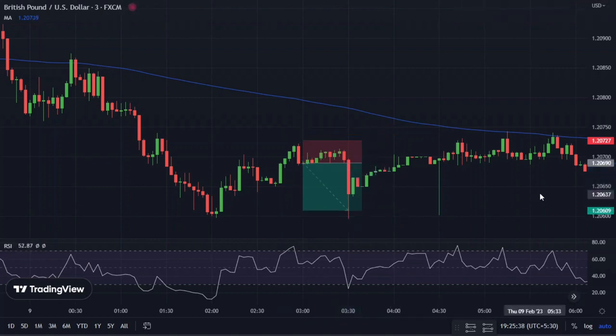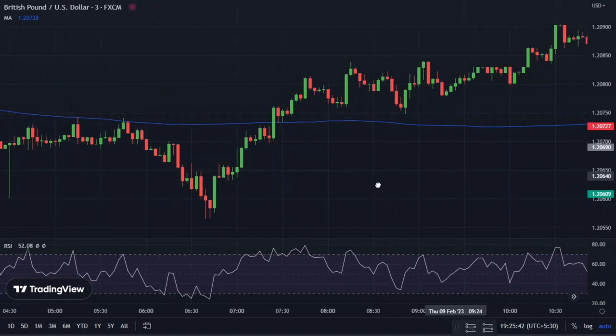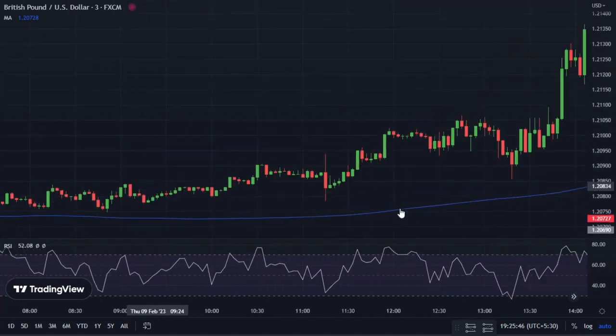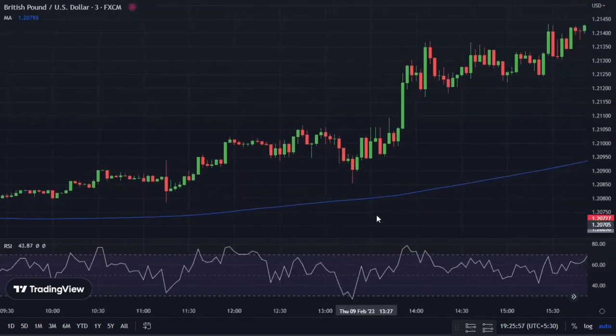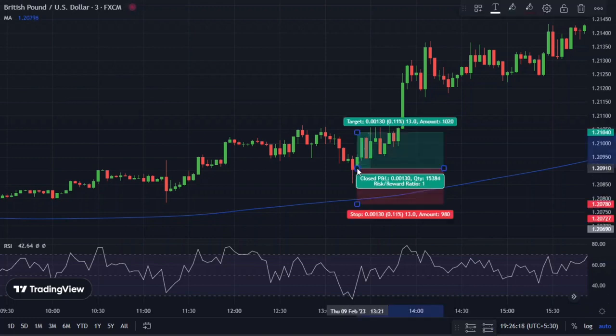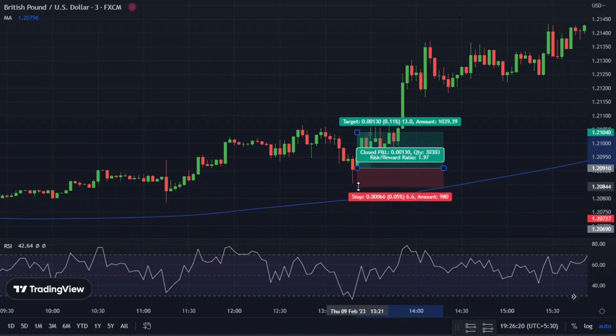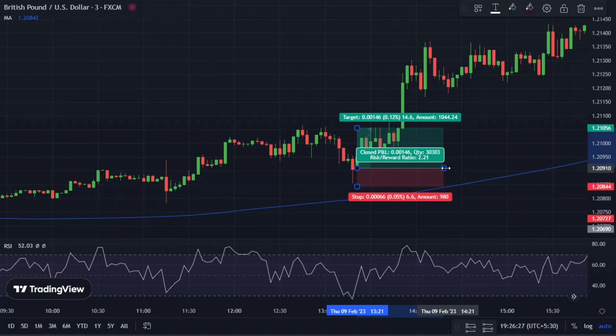Let's see another example. Here the price action is above the moving average, so here we'll only look for buying opportunities. And here the RSI has entered the oversold zone. And as you can see, a hammer candlestick was formed here, so all the conditions are met on this candle. We will open a long order at the open of the next candle, set the stop loss just below the low of the previous candle, and our take profit would be 2 times greater than the stop loss.